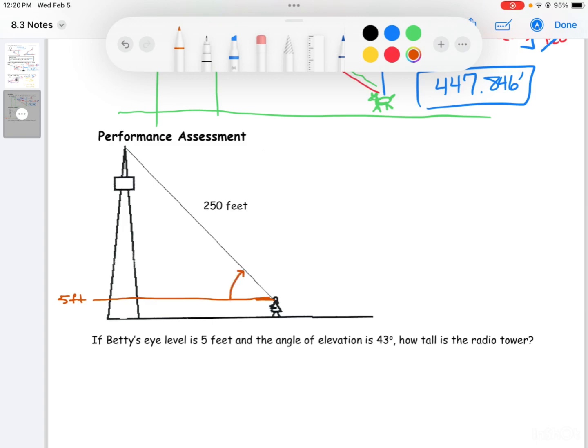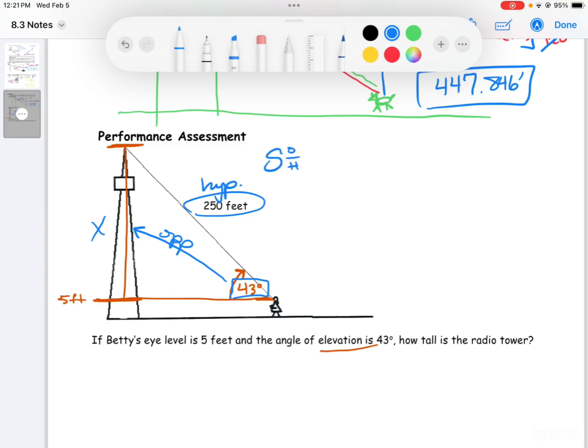And the angle of elevation from her eye line, or the line of her eye level, is 43 degrees, elevation, so the upward angle. So we're trying to figure out how tall this radio tower is when she's looking at 5 feet above the ground. Now, the only information that we have is that the angle is 43 and the hypotenuse is 250. And we're trying to figure out the height. So from that angle, we are looking for the opposite side, and we are given the hypotenuse.